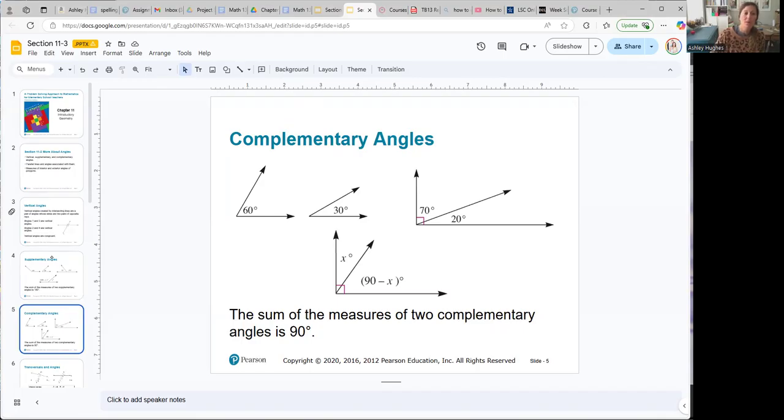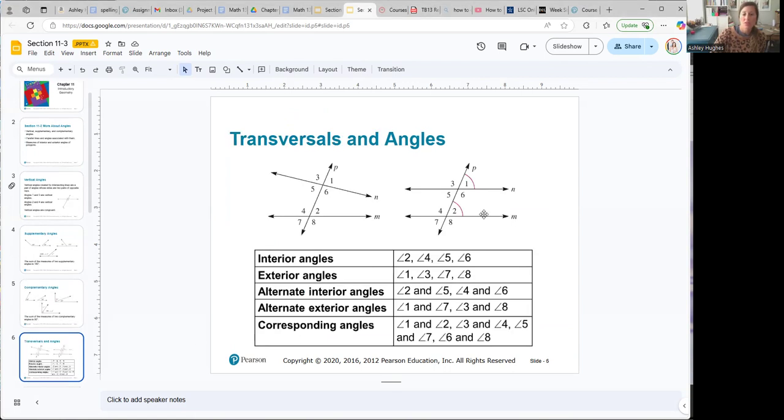Complementary is a word for angles that add to be 90 degrees. So complementary, 90 degrees; supplementary, 180 degrees. In this case here, if I knew I had a right angle, this is the notation for a right angle, that means 90 degrees total. If you know one part of the angle, you would know the other part is 90 minus the part that you know. Transversals and angles.